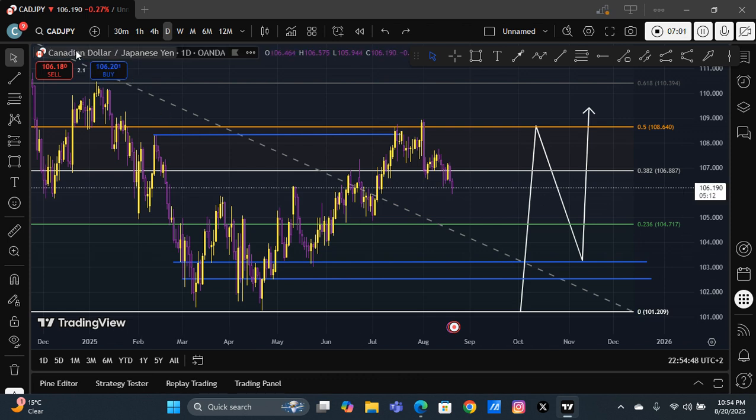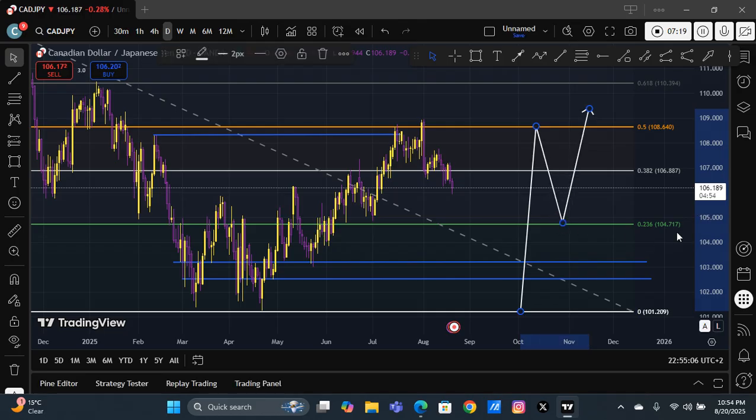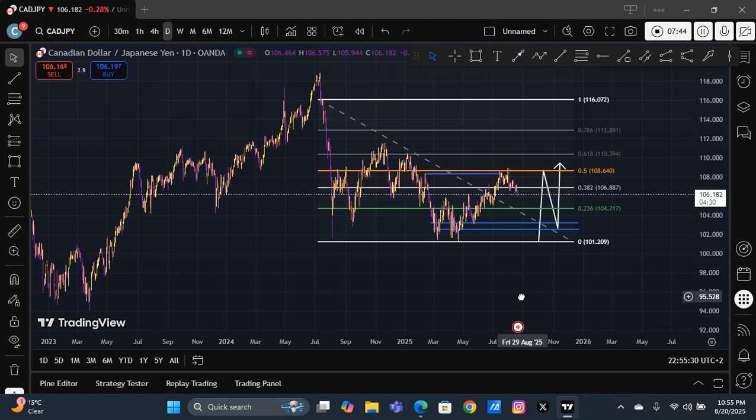For example, the economic divergence between the Canadian dollar and the JPY is so wide that there's a high possibility that the market may not even get to the 23.6. This 23.6. This is the 50% fee. So it may not even get to the 23.6. It might reverse somewhere up here and move higher. So these guys may not even get touched. So I'll be monitoring this trade and I'll tell you why I believe there's a high possibility.